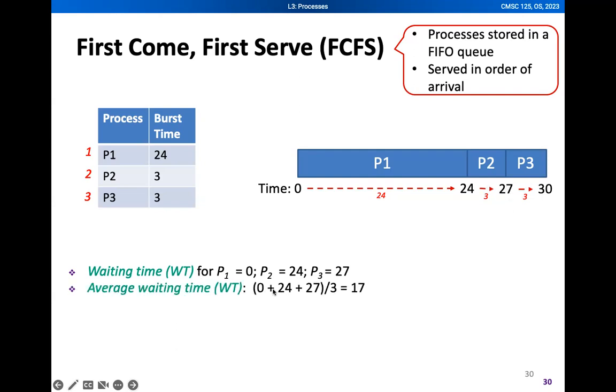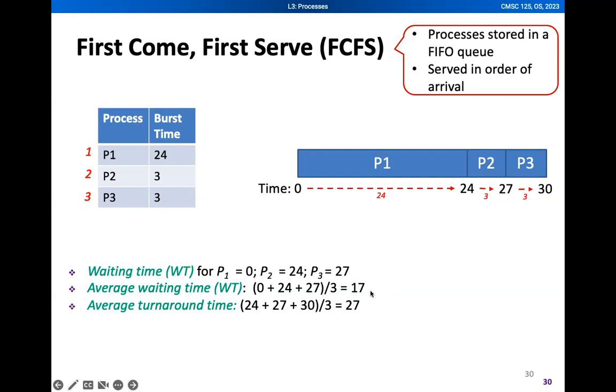Okay, and to compute the average waiting time, we simply have to sum up all of these waiting times. So 0 plus 24 plus 27, divided by the total number of processes that we have, which in this case is 3 processes. So it is equivalent to 17.